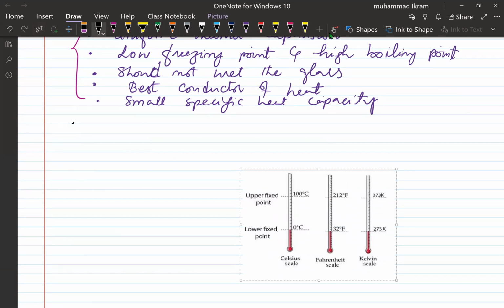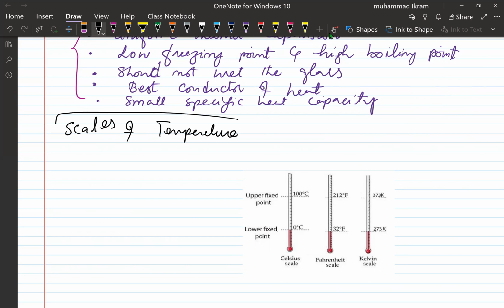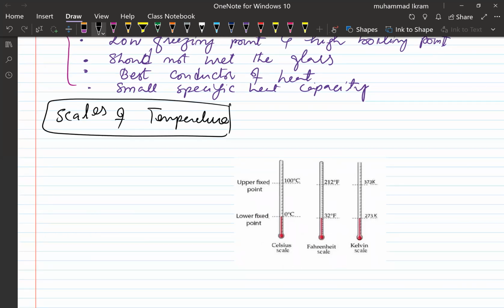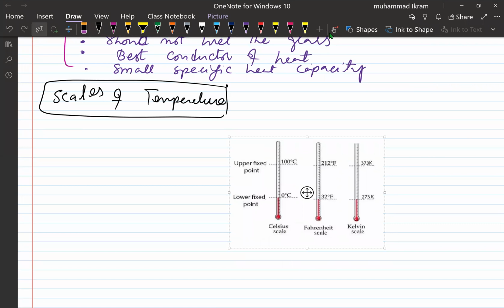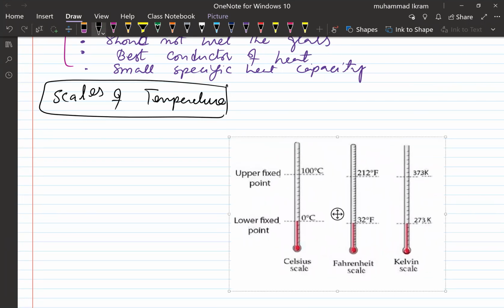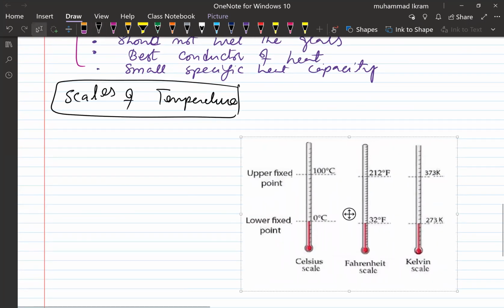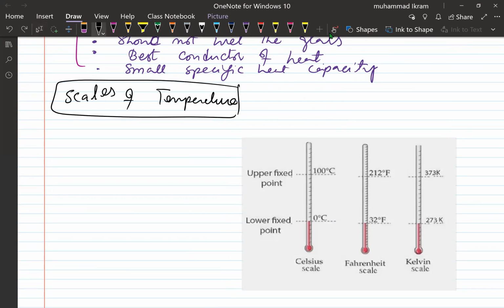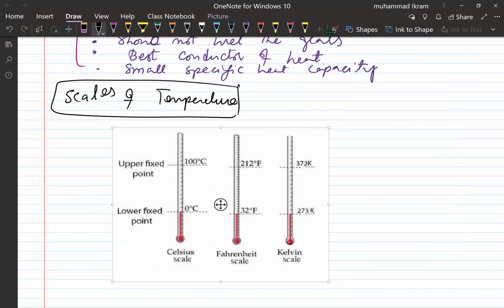There are three scales of temperature, and I will explain these three scales of temperature one by one.